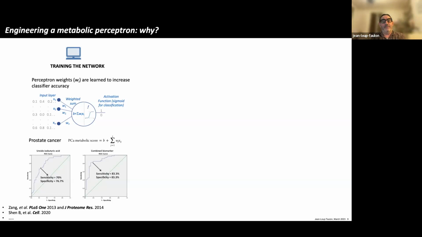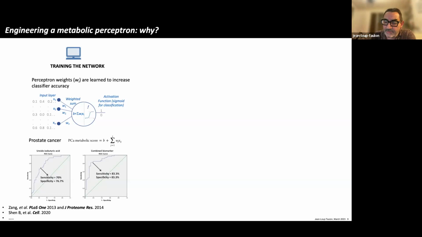So people have shown in the past that it's a really good way of doing this for prostate cancer. And more recently, it's been extensively used for COVID-19, in particular in this paper published in Cell in 2020, where they were able to distinguish patients just when they enter the hospital, and predict if they could develop a severe complication of COVID or just a benign one and go back home.